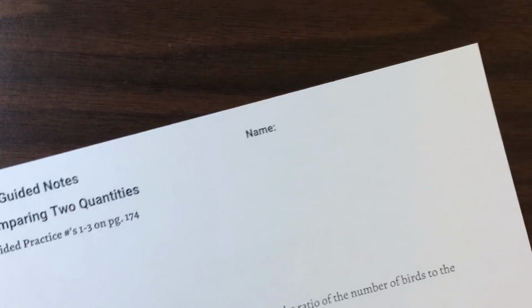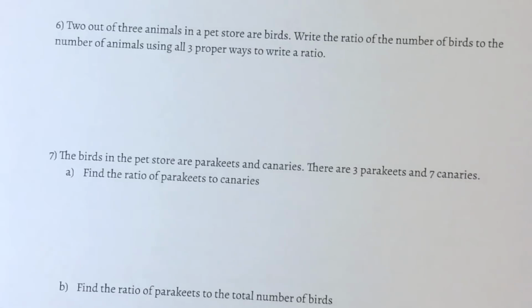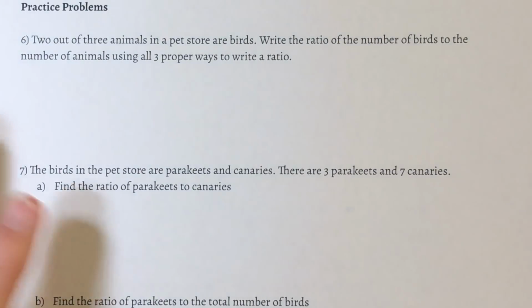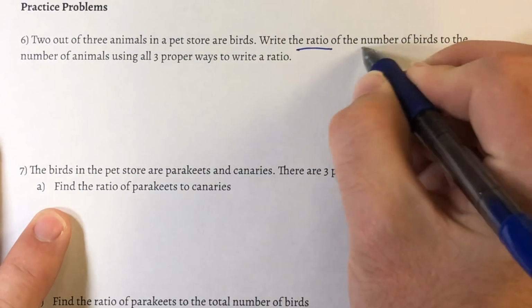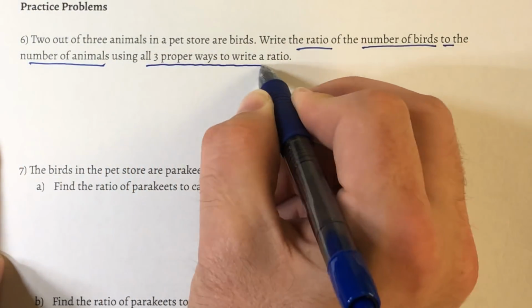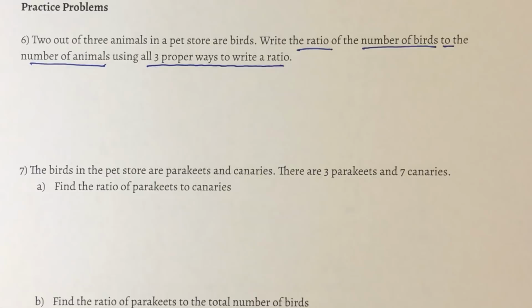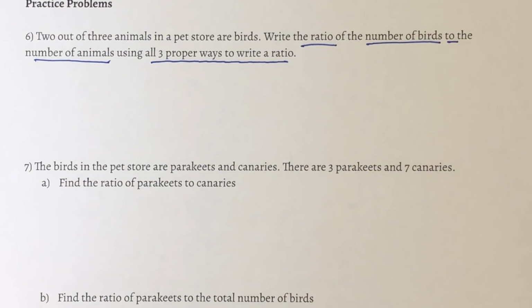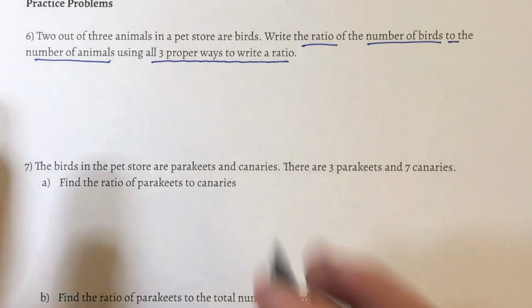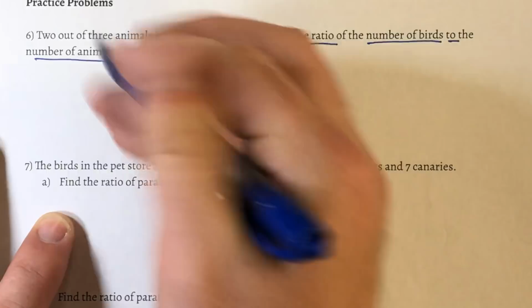All right, let's continue. All right, 2 out of 3 animals in a pet store are birds. We're going to write the ratio of number of birds to number of animals using all 3 proper ways to write a ratio. Up until now, we've only been writing one way to write a ratio, the best way, in my opinion. All right, so let's draw a little model to show these animals.